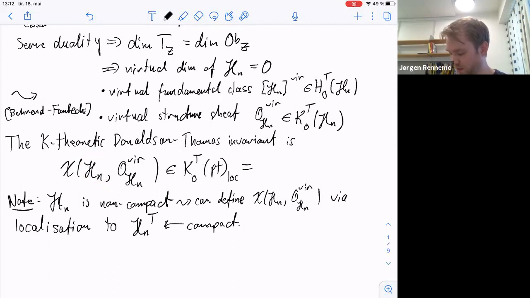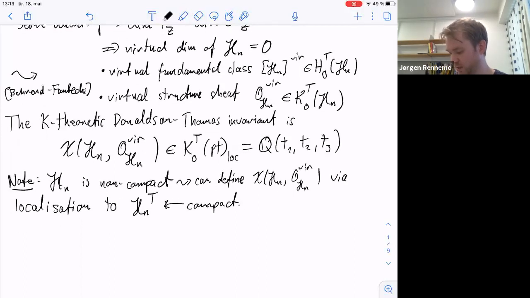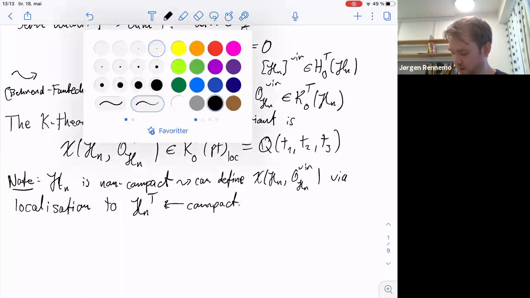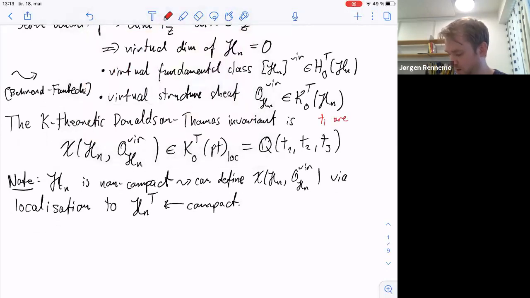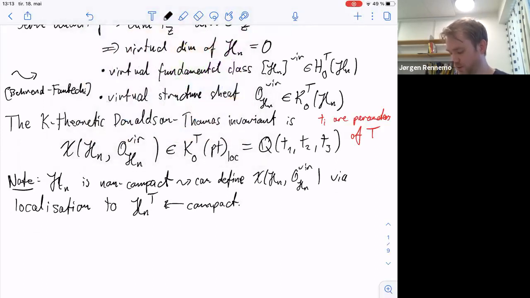So what is this localization concretely? Well, it turns out the localization of this K group is the ring of rational functions in T1, T2, and T3, where the Ti are the parameters of T. Okay, so through a series of black boxes, we're now able to say that, given a Hilbert scheme of points on C3, you're able to output a rational function in 3 variables.